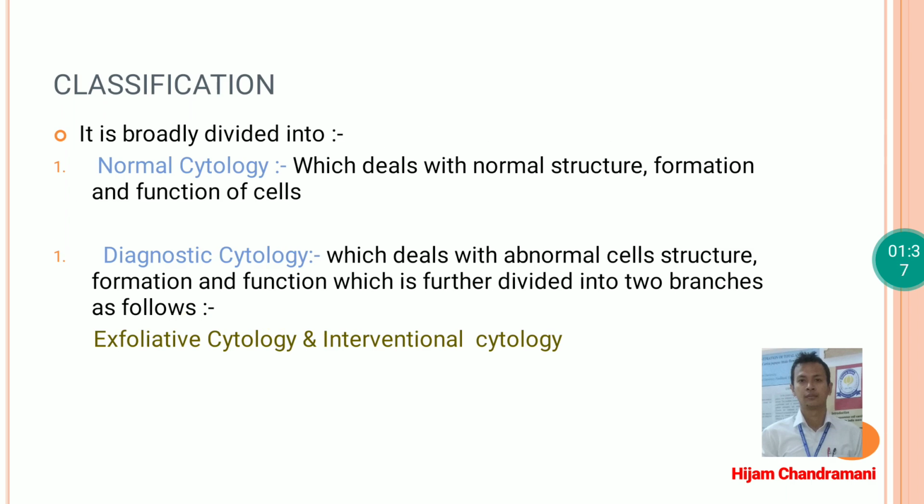And classification: it has two types. One is normal and the second one is diagnostic cytology. Normal deals with the normal structure, formation, and function of cells, and diagnostic cytology deals with abnormal cells, structures, and formations, which is further divided into two: exfoliative cytology and interventional cytology.